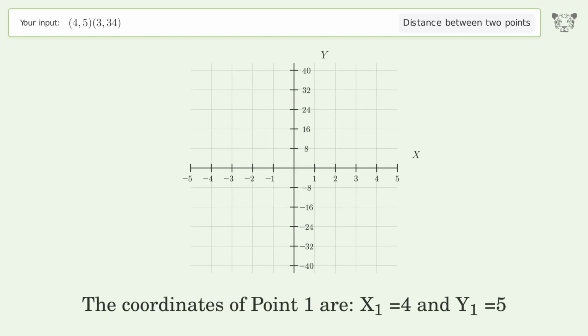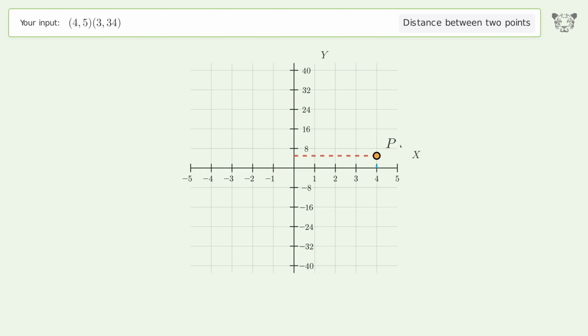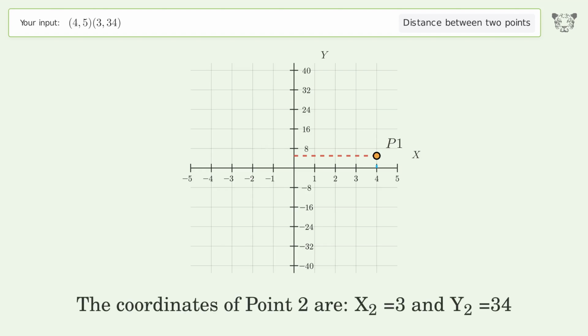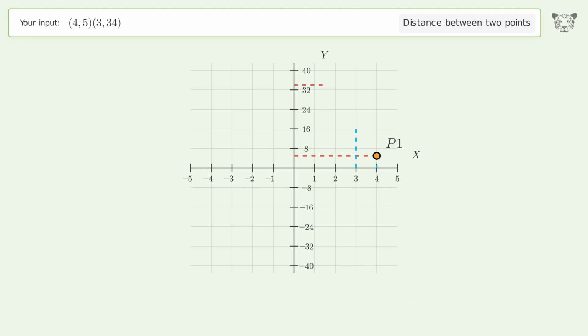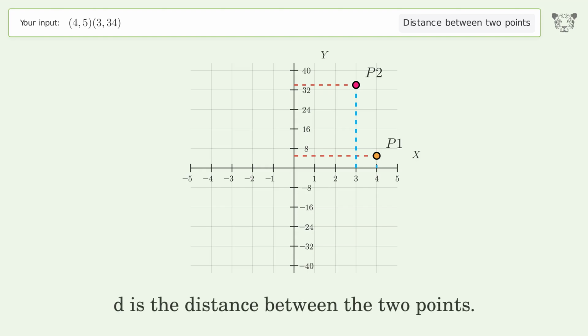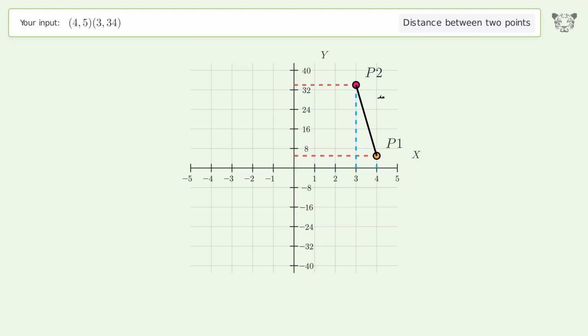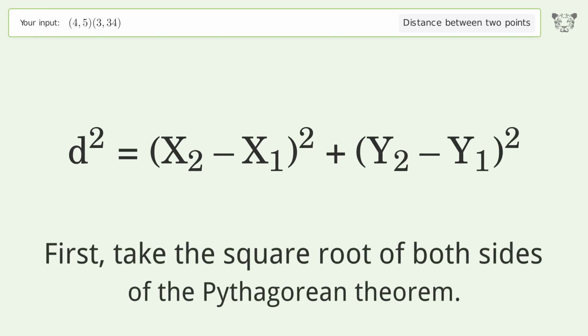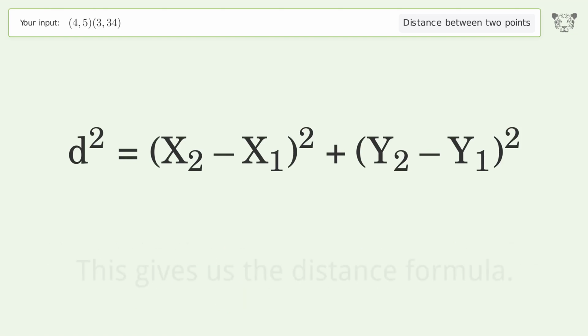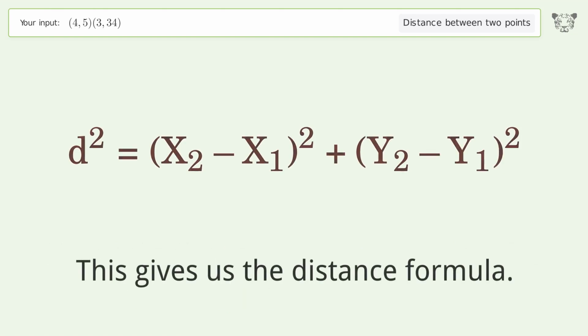The coordinates of point 1 are, x1 equals 4 and y1 equals 5. The coordinates of point 2 are, x2 equals 3 and y2 equals 34. D is the distance between the 2 points. First, take the square root of both sides of the Pythagorean theorem. This gives us the distance formula.